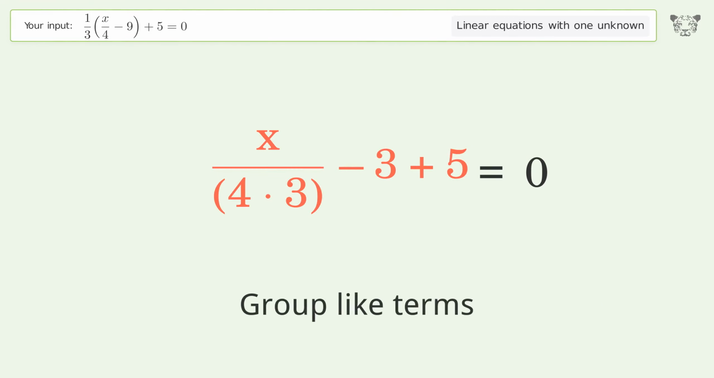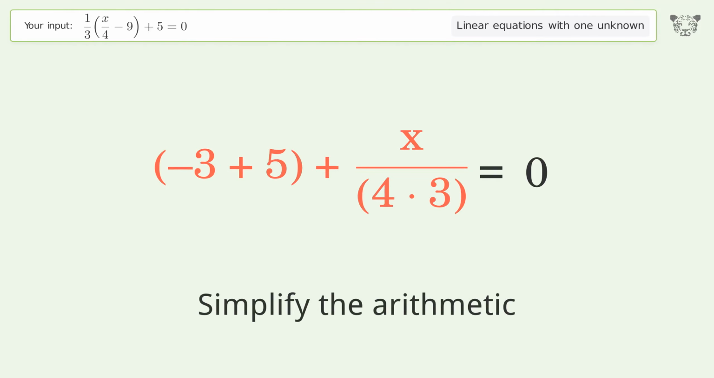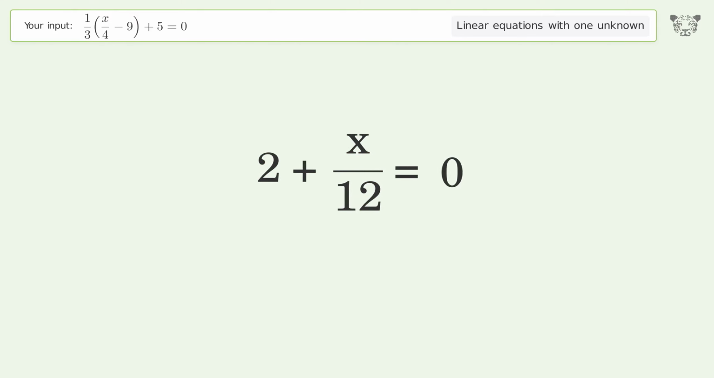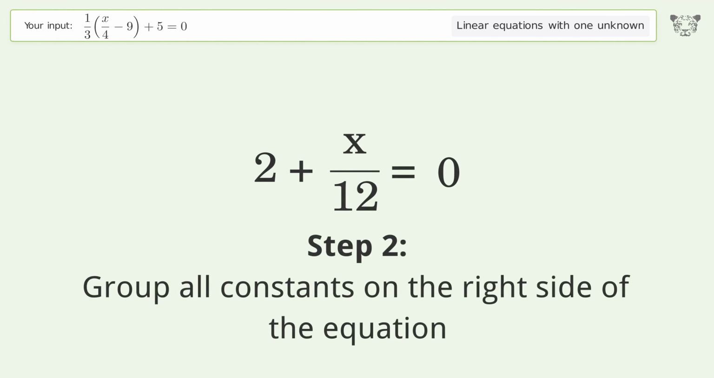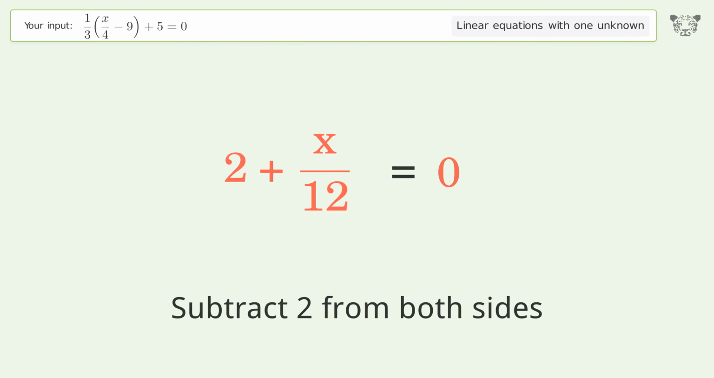Group like terms. Simplify the arithmetic. Group all constants on the right side of the equation. Subtract 2 from both sides.